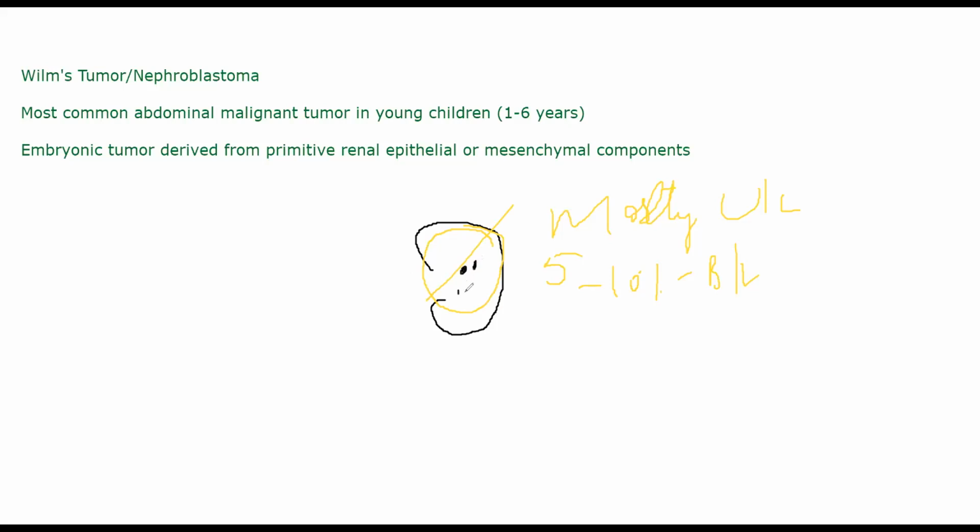So there will be small spots of necrosis inside the tumor along with hemorrhages. So you will see certain spots where there is necrosis occurring, and you will see certain spots where bleeding is occurring inside the tumor itself.